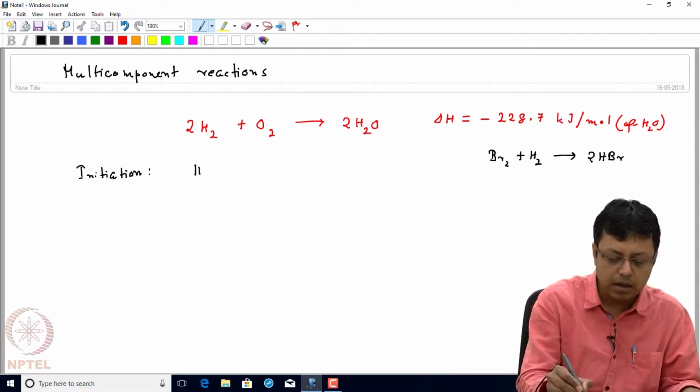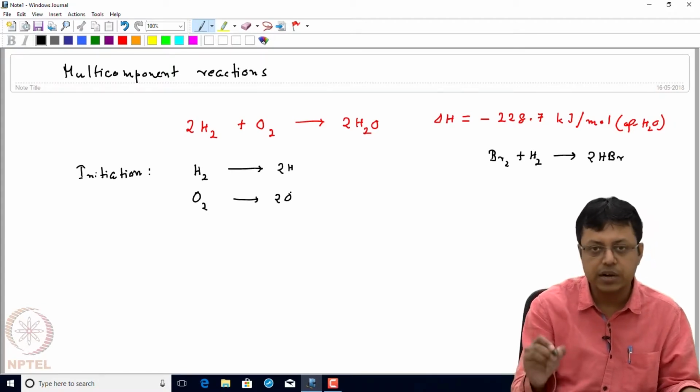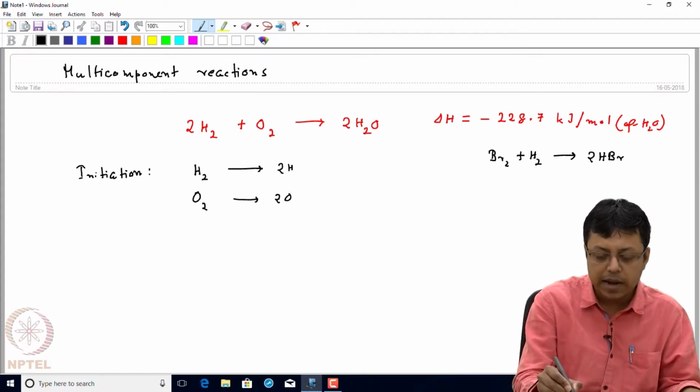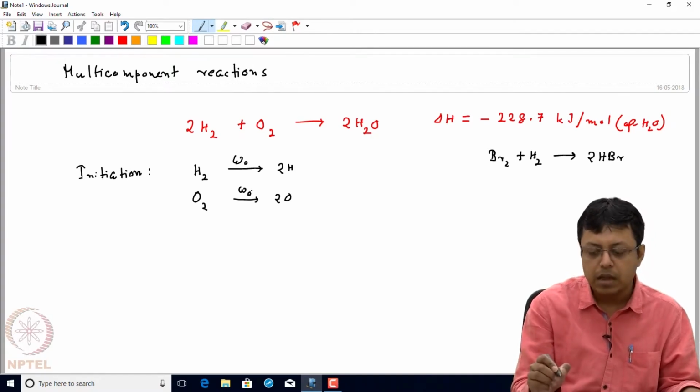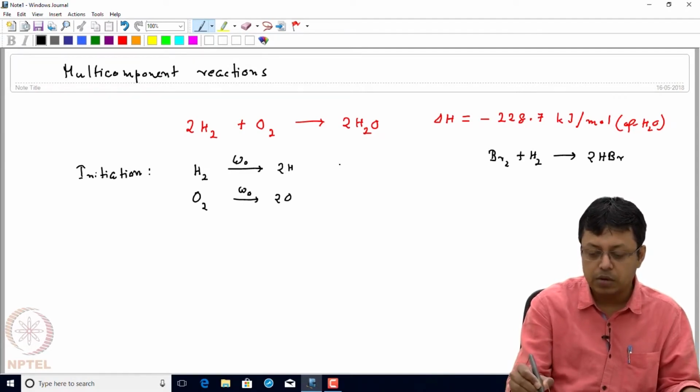And then what we are saying is first the hydrogen as well as the oxygen produce the radicals, which are H radicals and O radicals, and the rate at which they are produced we simply write as omega 0. So this omega 0 is just the overall rate, so in that sense it is not actually a rate constant.